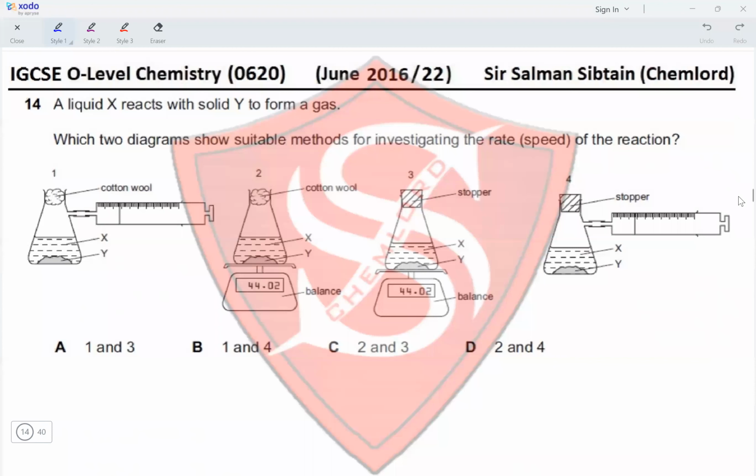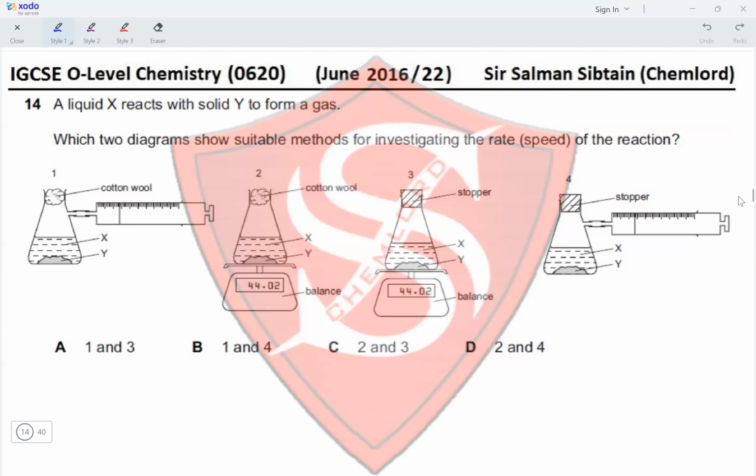Question 14. A liquid X reacts with solid Y to form a gas. Which two diagrams show suitable methods for investigating the rate or the speed of the reaction? So in one, we have the reaction taking place and the gas being collected. In two, we've got a decrease in the mass of the container because CO2 gas will be lost. In three, we do not have loss of gas taking place, so there would be no change in mass.